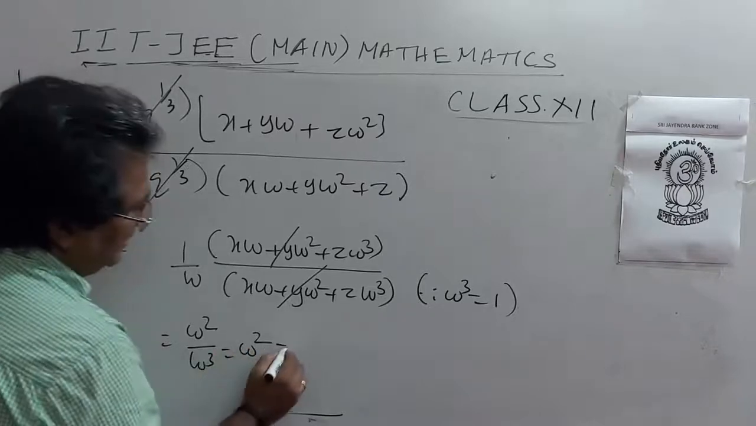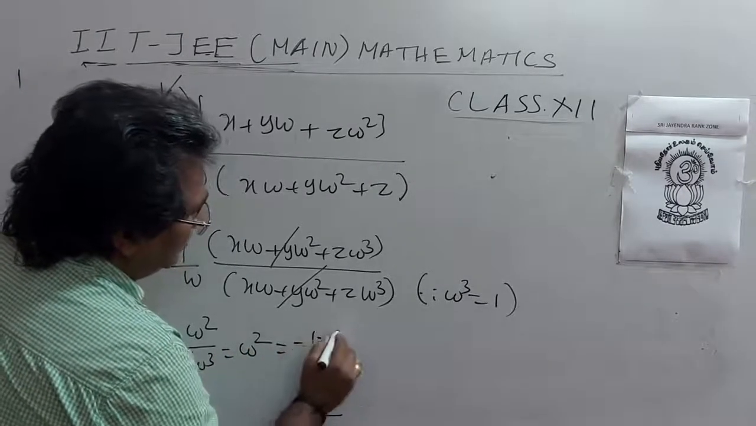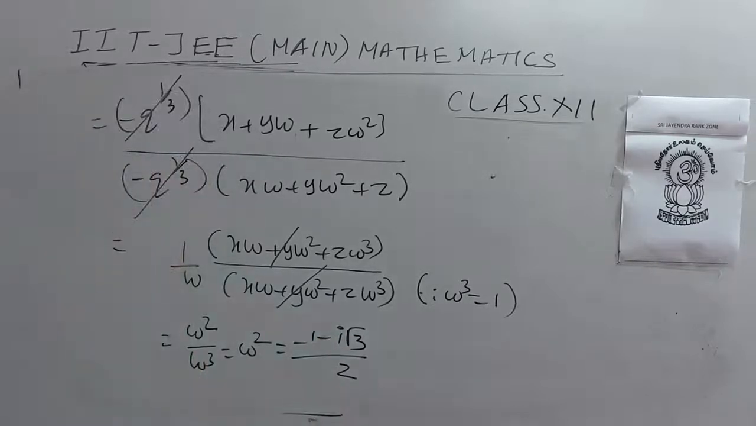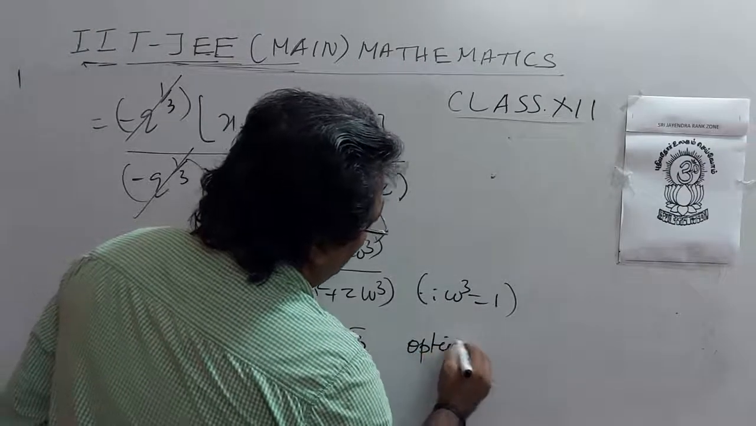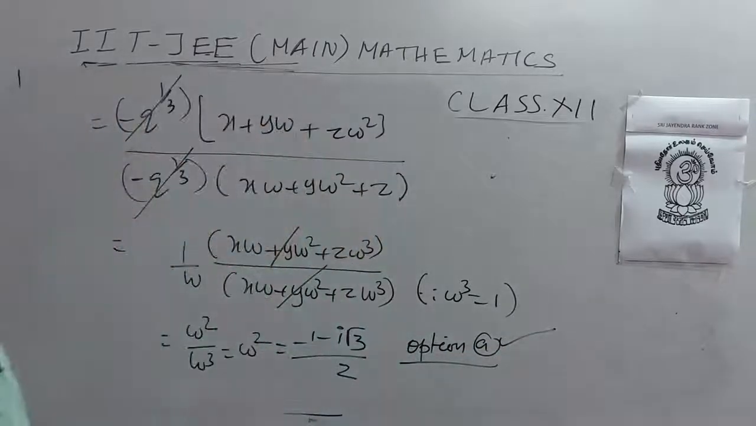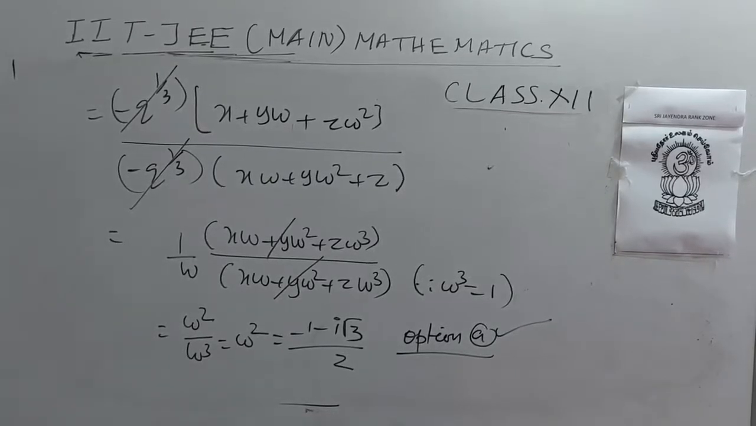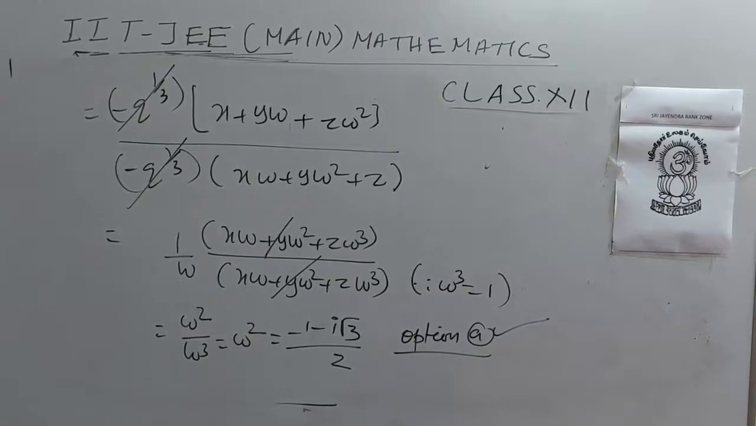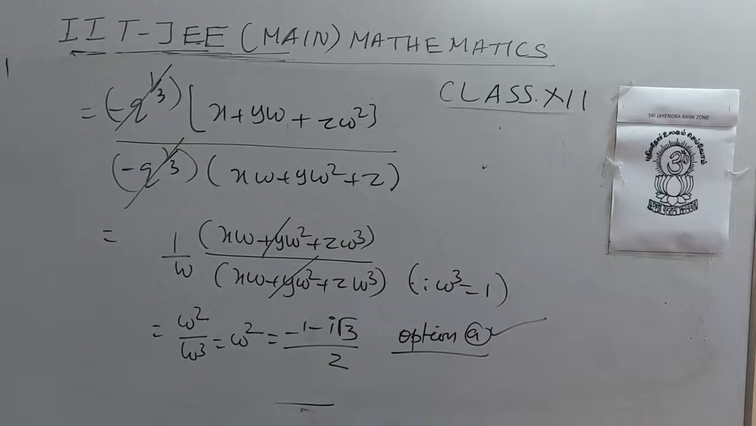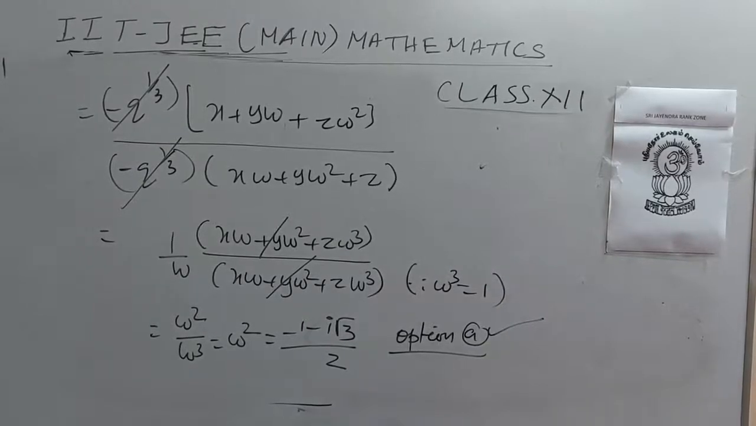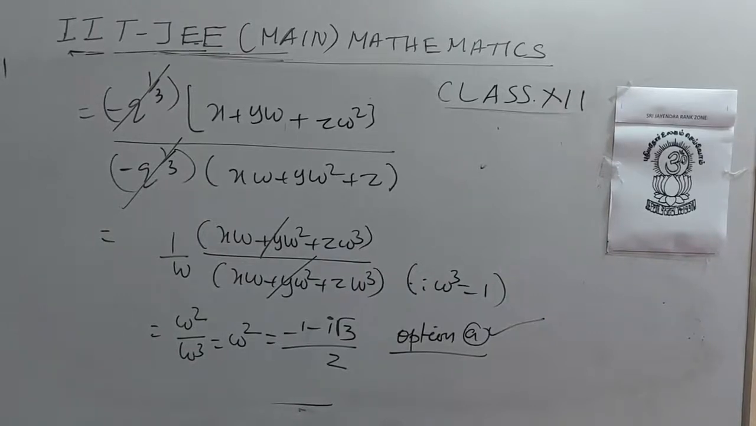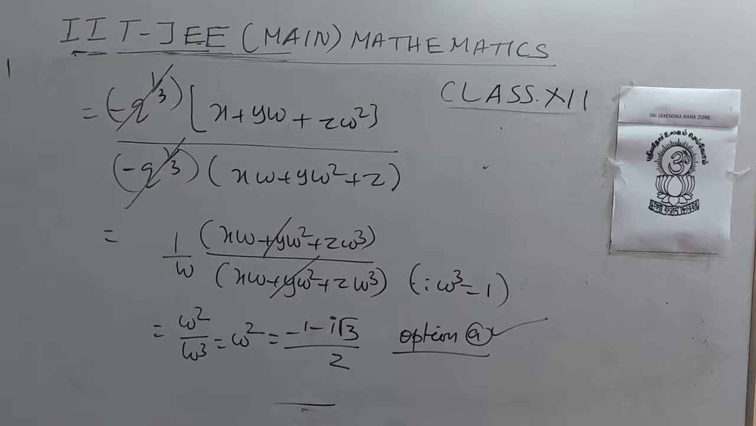Multiplying and dividing by omega squared, that is minus 1 plus minus 1 minus i root 3 by 2. Option A is correct. Next question.